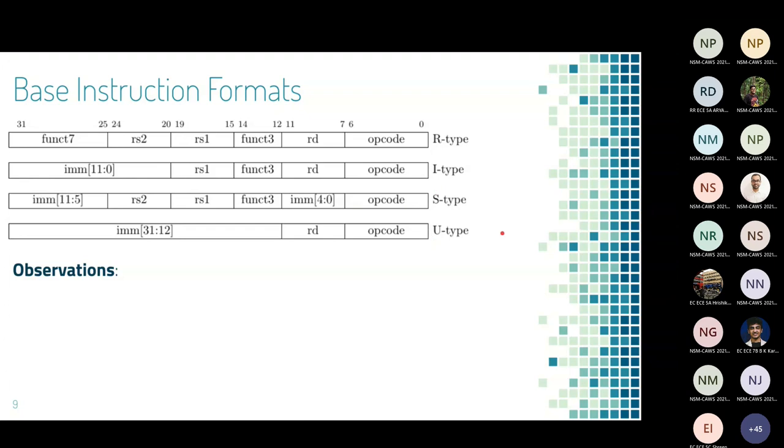The U-type, which is the upper immediate type, basically has a 20-bit immediate field. So if you want to declare really large constants, you can use some of these instructions, where you use the 20-bit immediate field to initialize the register RD.